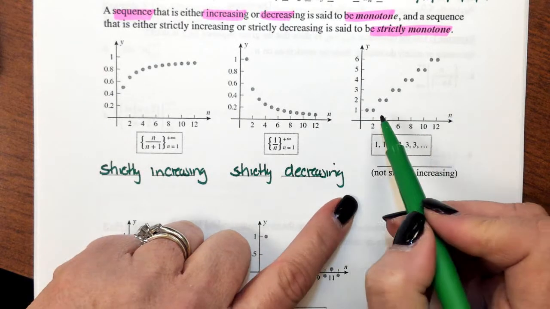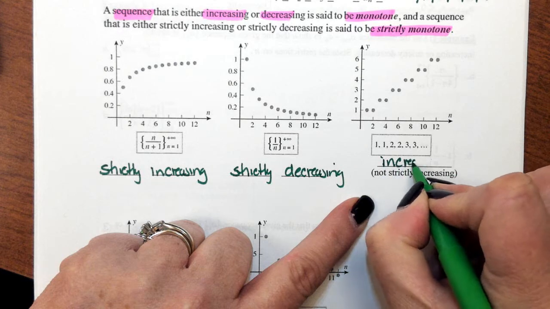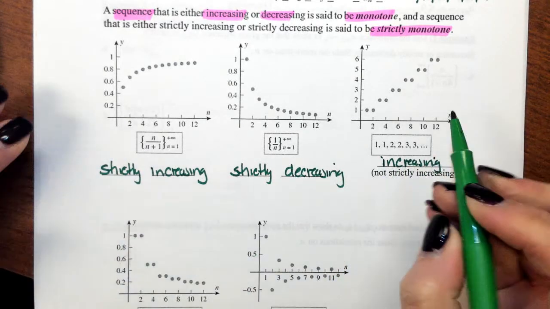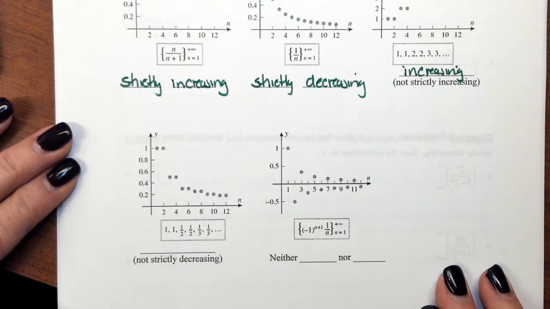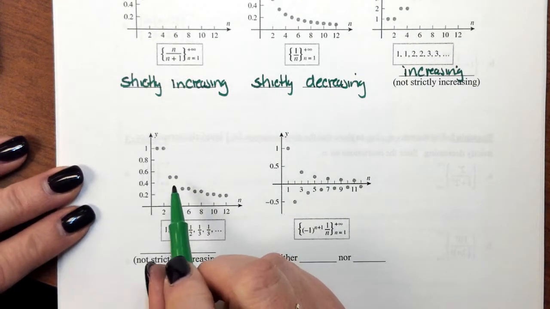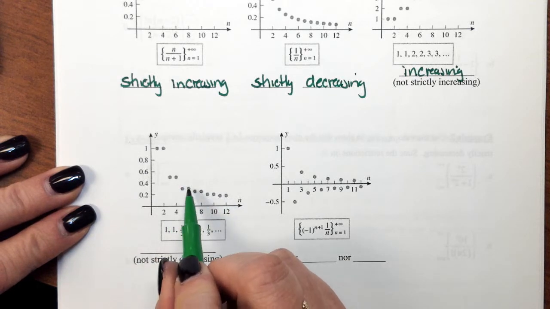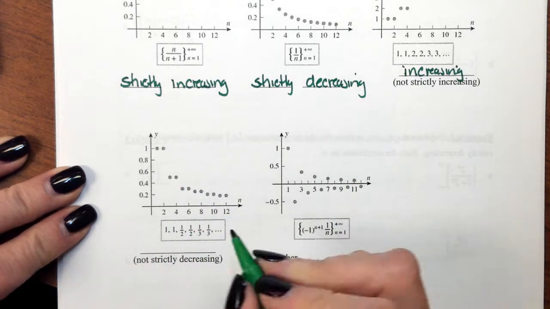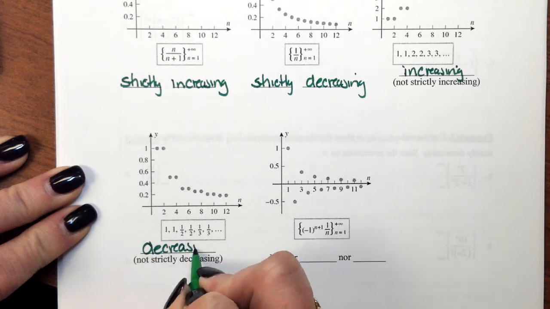Now if you take a look at this sequence, this is just going to be an increasing sequence. Notice the terms are getting larger, but there are places where the values of the terms are equal to one another. Here, notice your terms start off with a larger term and they're decreasing, but we do have values where the terms are equal to one another, so we call that just a decreasing sequence.